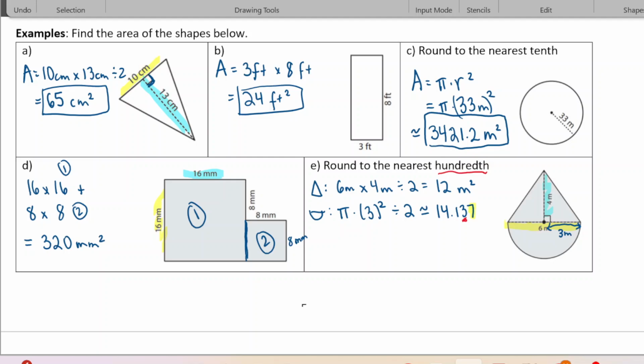So if I add those numbers together, I get 26.14 meters squared. So if you have a composite shape, the way to deal with it is to break it up into 2 separate shapes and then just add those areas together. All right, that's the end of the lesson.